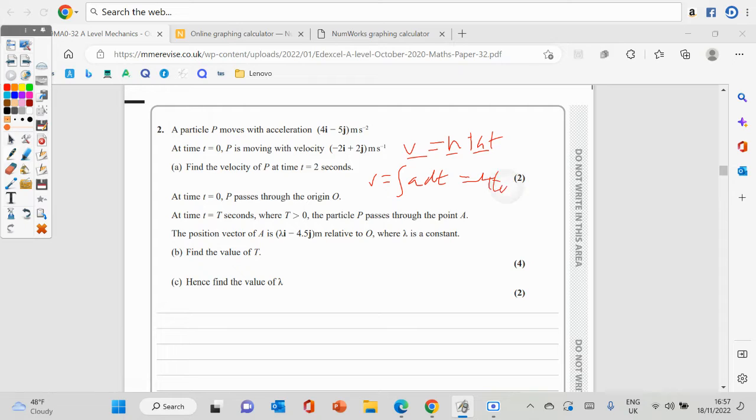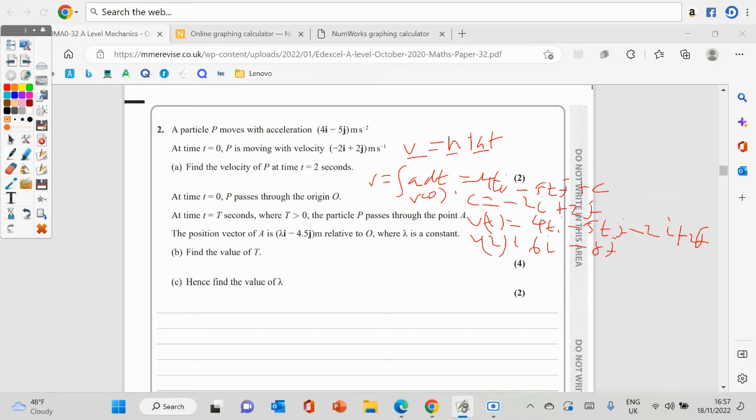So you get 4t in the i minus 5t in the j plus some constant. And then when you stick in v0, you're going to get that c is minus 2i plus 2j, such that v as a function of t is 4t in the i minus 5t in the j minus 2 in the i plus 2 in the j, such that v2 will give you 6 in the i minus 8 in the j.